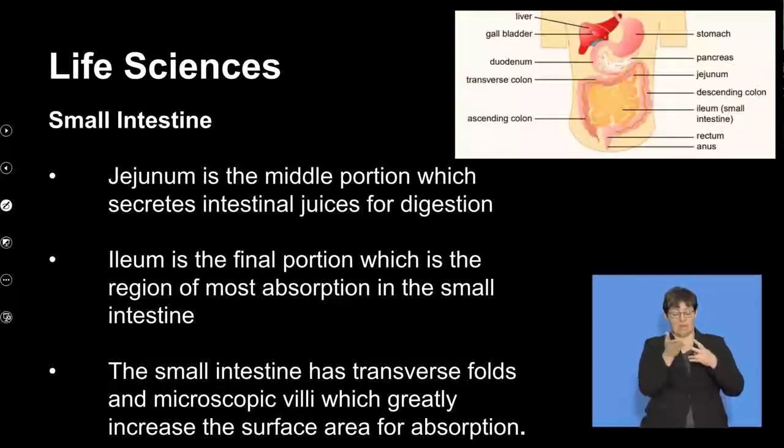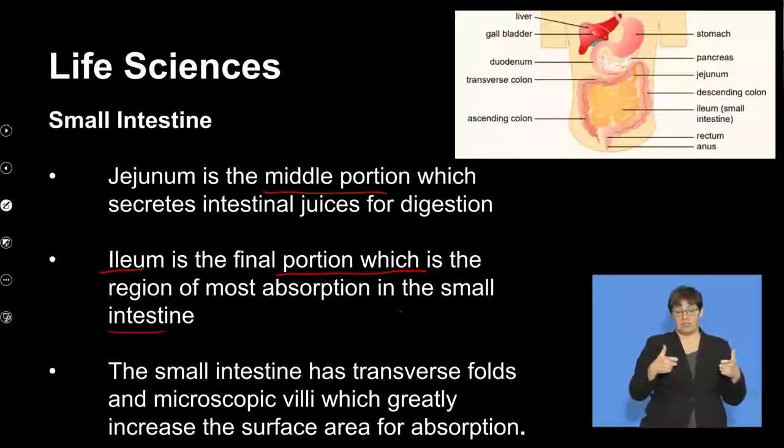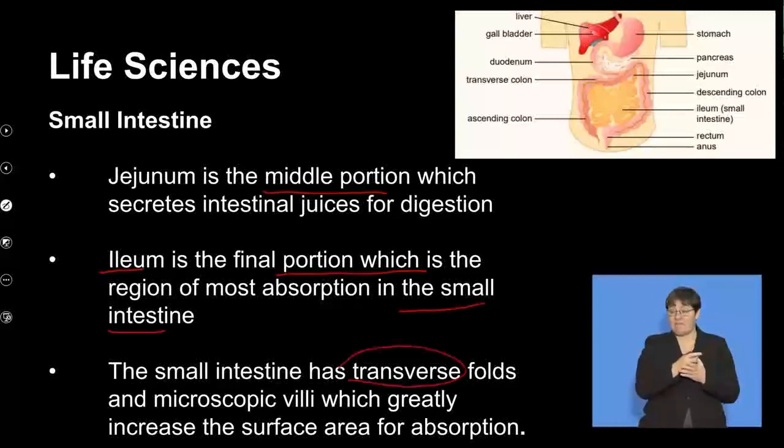The jejunum is the middle portion which we discussed, and the ileum is the part that connects to the large intestine. The small intestine on the internal surface has transverse folds that are lined with microscopic villi, and these villi basically are on the inside and increase the surface area for enzyme activity.